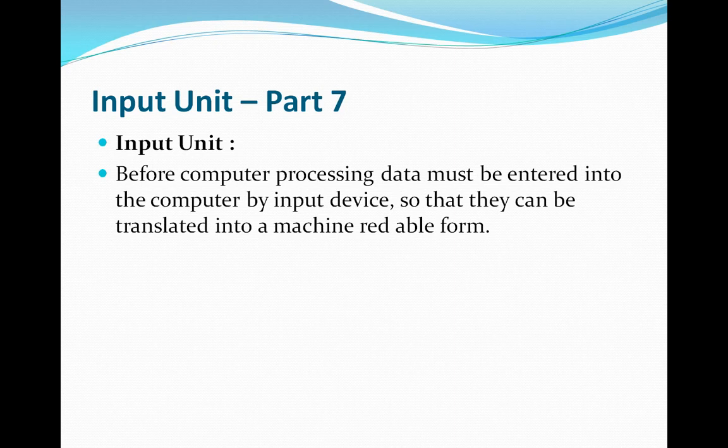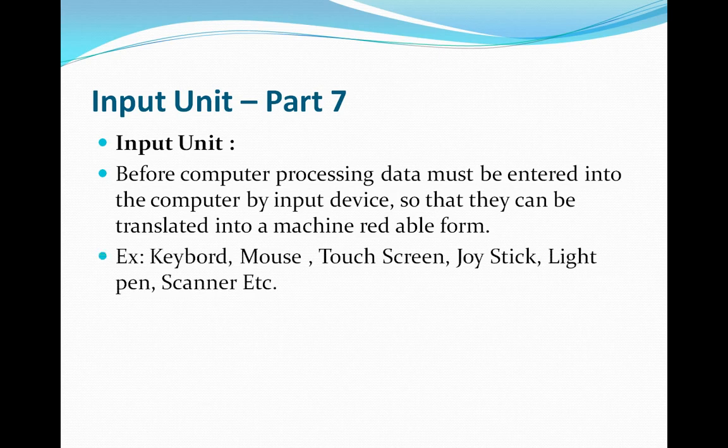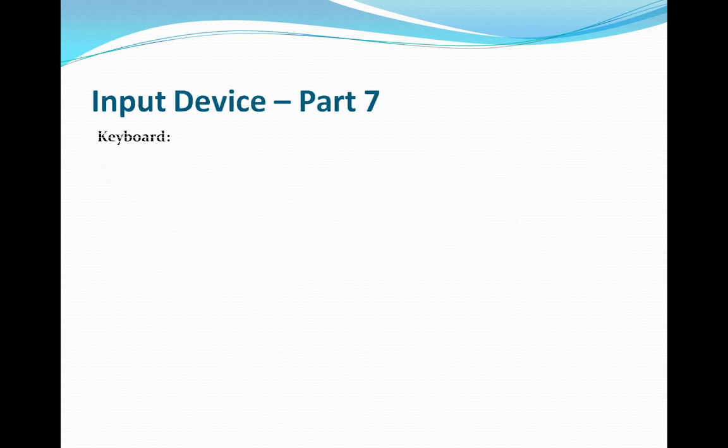As discussed before, computer processing data must be entered into the computer by an input device so that it can be translated into a machine readable form. So we need various input devices in order to send instructions or pass data to a computer. For example, we have keyboard, mouse, touch screen, joysticks, light pen, scanners. These are the various hardware components we use to send data to the CPU, that is the central processing unit. Let's see in detail what these input devices are.